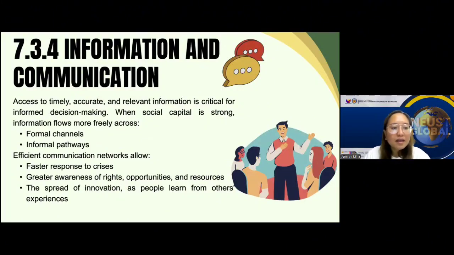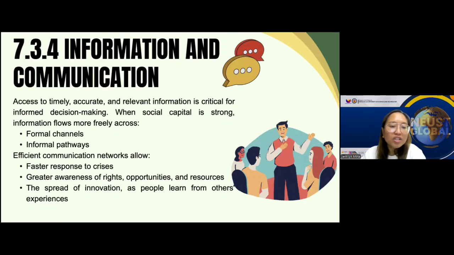There are two main channels of communication. The first one is the formal channel. This includes schools, media, local government offices, and organizations where information is officially shared and officially verified. Let's say, for example, sa barangay nyo, nagpo-post sila ng schedule ng vaccination drive or relief distribution. Informal pathway, these are everyday ways people share information like word of mouth, text messages, Facebook groups, or community radio, neighbors reminding each other about flood warnings or job openings.